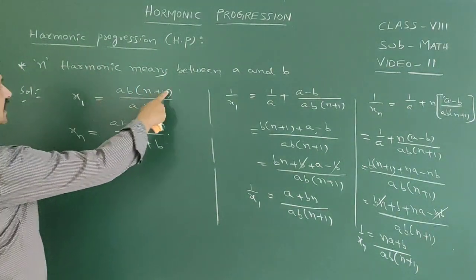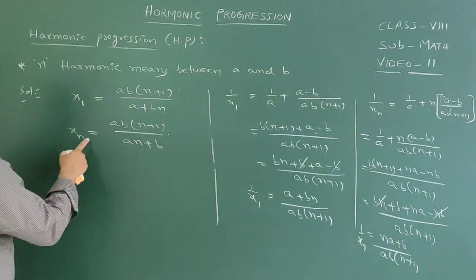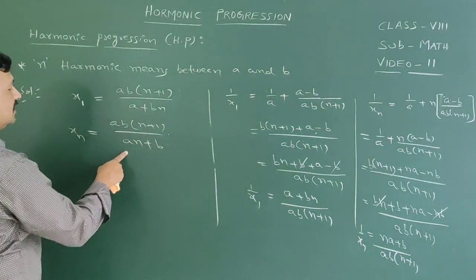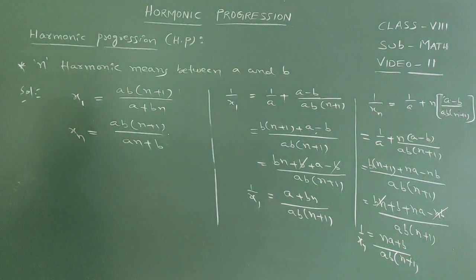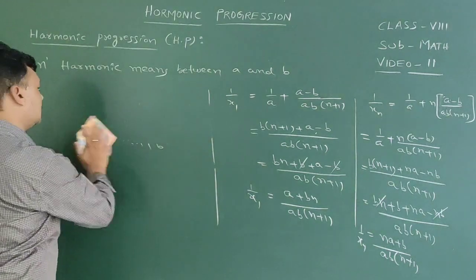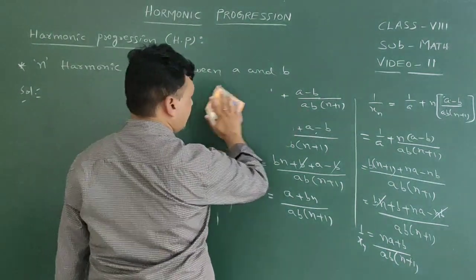First mean is AB into n plus 1 by a plus bn. Last mean is AB into n plus 1 by n plus b. Just interchanging the values of n, then you can find.